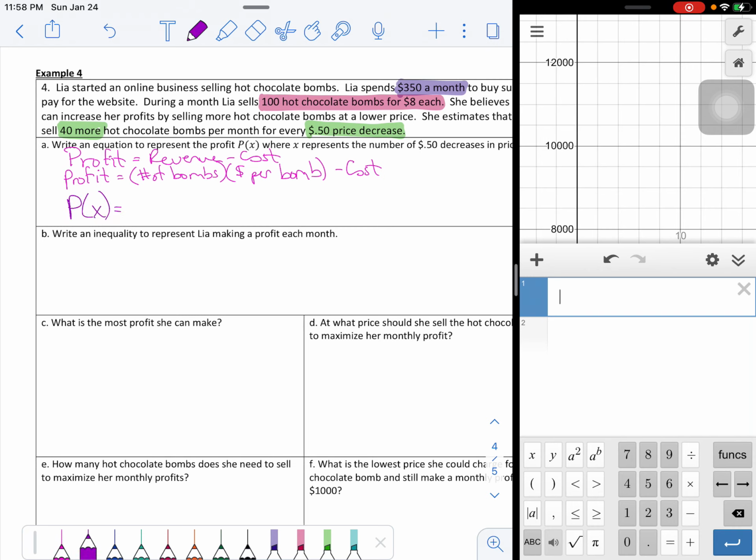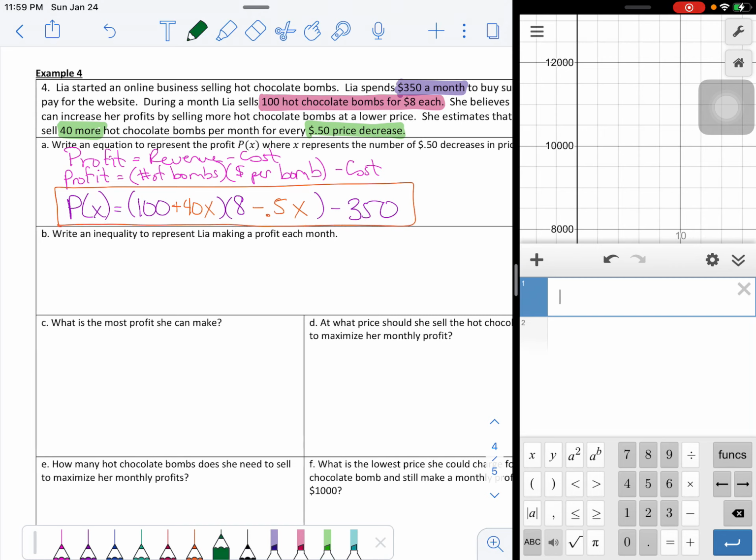So P of X, that's our profit, and X represents the number of 50-cent decreases. All right, so the number of bombs. She normally sells 100 at $8 per bomb, and then overall her monthly costs are $350. Now, if we adjust it, she believes she can sell 40 more of the bombs, so plus 40x, for every 50-cent price decrease, so minus 0.5x or 0.50x. So this is our profit equation.